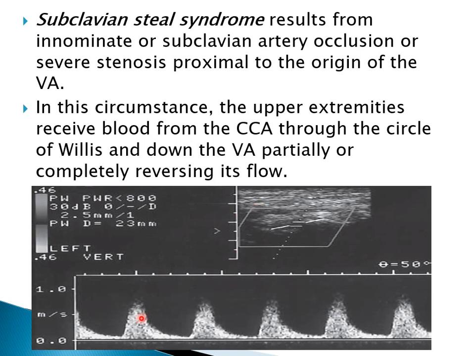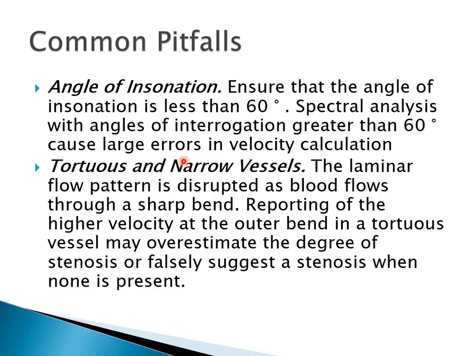Another thing we have is subclavian steal syndrome, resulting from innominate or subclavian artery occlusion or severe stenosis proximal to the origin of the vertebral artery. In this circumstance, the blood flow from the vertebral artery will be reversed to supply the upper limb. You know the subclavian steal syndrome?